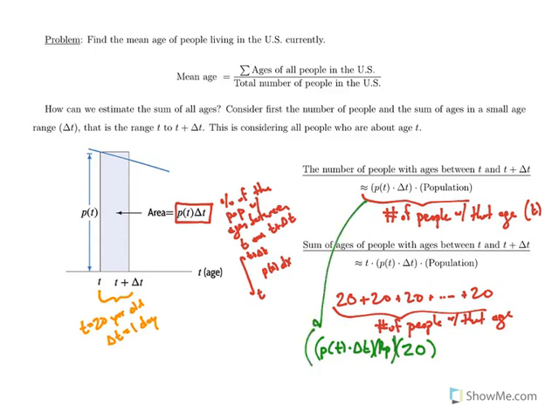But of course, I'm not going to be thinking about 20. I'm going to be doing age just t itself. So that's where we get our formula, t times P of t delta t times the population. And when we look at the formula for mean on the next page, we're going to see where this extra t comes from. That's this idea that we're adding the same age over and over and over again, t times. Or sorry, the number of people with that age times.